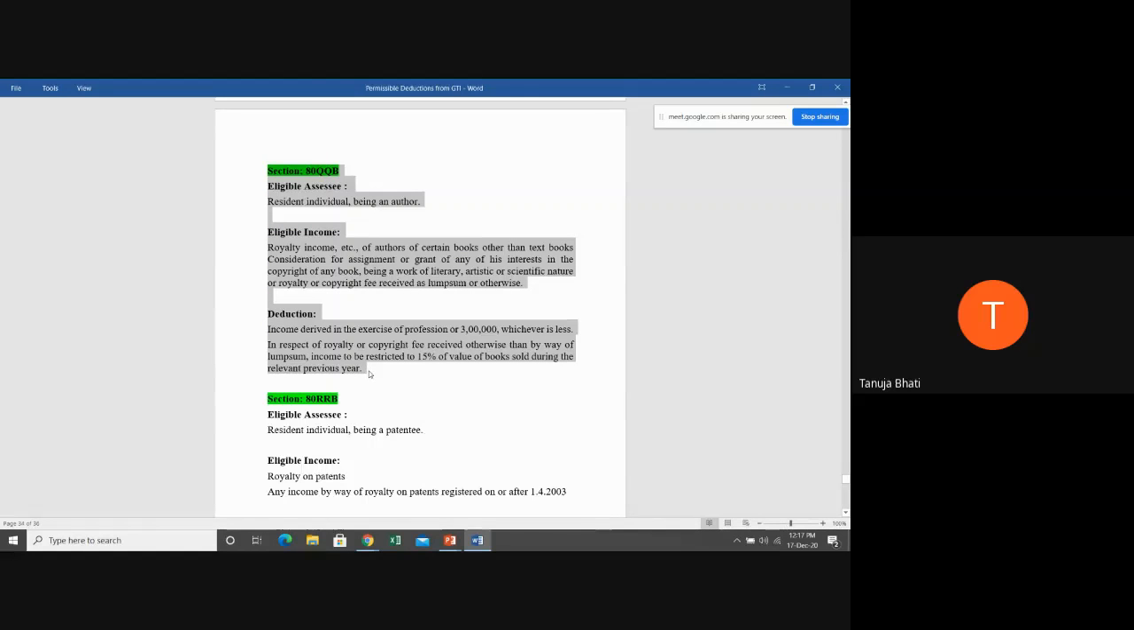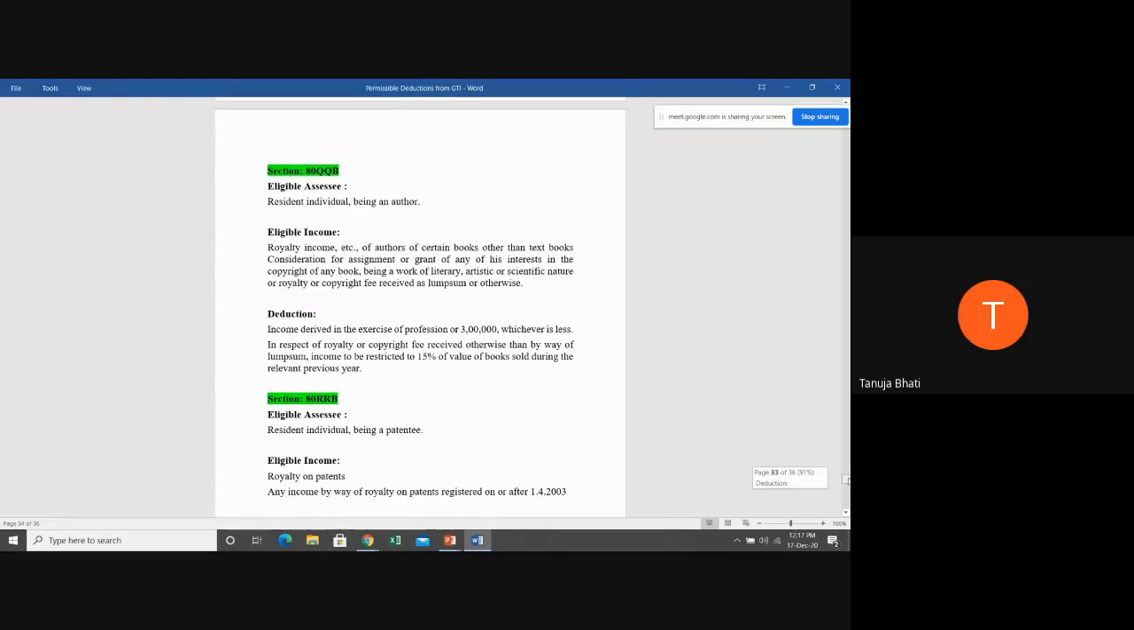Remember, 80QQB is applicable to an author who is receiving royalty income. If he is receiving royalty income in lump sum, the deduction is the income received or 3 lakh, whichever is less. And suppose he is receiving it in parts, that is otherwise than by way of lump sum, then income will be restricted to only 15% of the value of books sold during the relevant previous year. So students, have you all understood section 80QQB? Yes, ma'am. Okay.